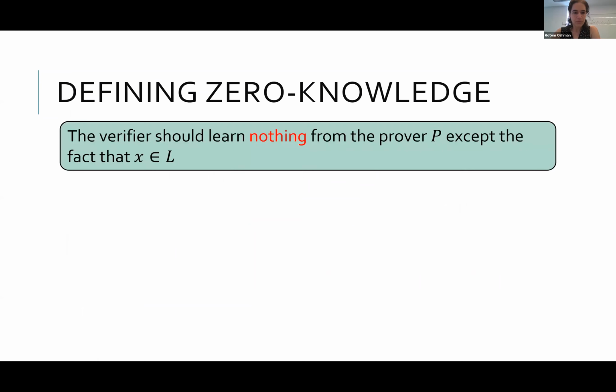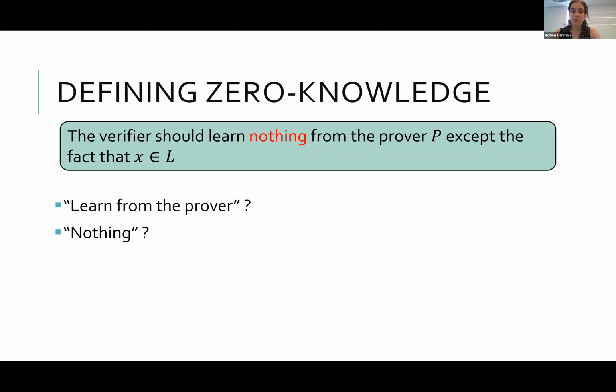So how do we formally capture these notions that hopefully we've understood intuitively? We wanted to formalize this idea that the verifier shouldn't learn anything from the prover except the fact that this particular instance is in the language. So first of all, what does it mean to learn something from the prover? And then it also turns out that we need to carefully think about what nothing means. What does it mean to learn nothing?